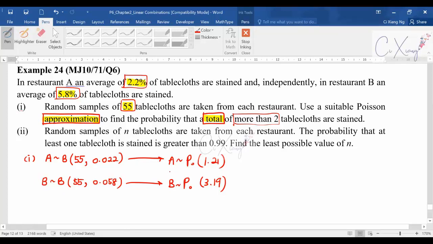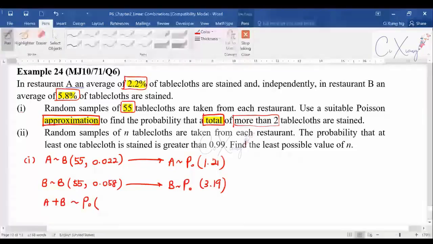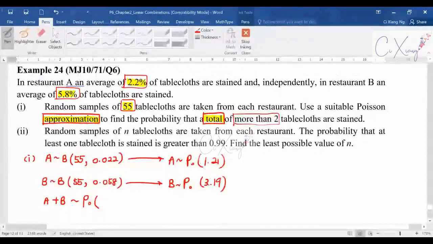Of course, I didn't show you how we check it. You learn all this in chapter 1, so just go and do some simple revision on this. I have already converted everything for A and B into Poisson. Now they are talking about the total, which means you need to take A plus B, which is Poisson distributed with 1.21 and also 3.19. So you add them together.